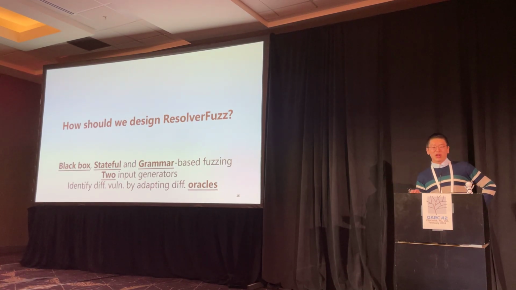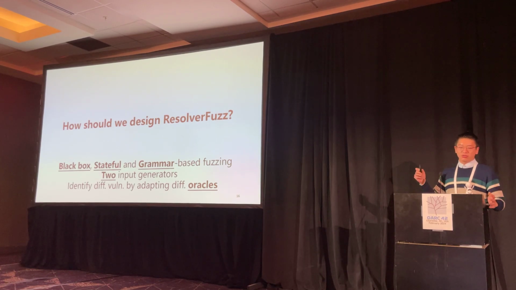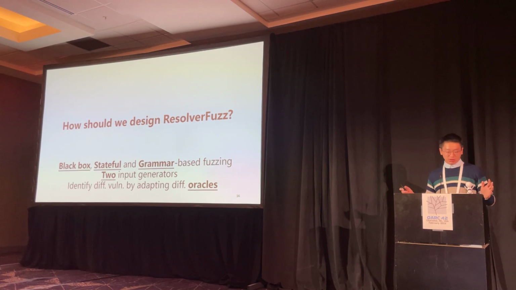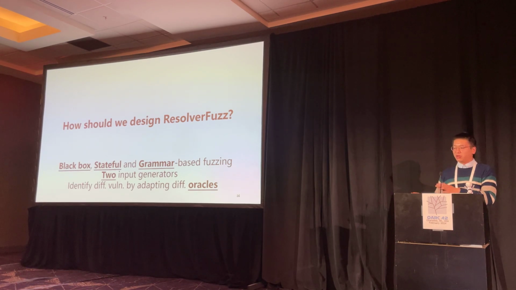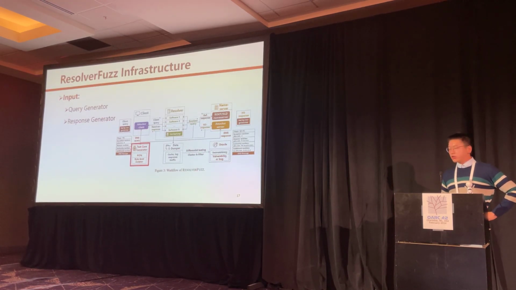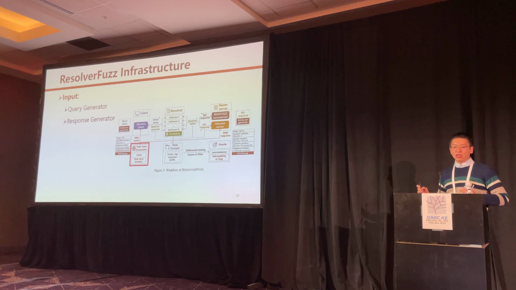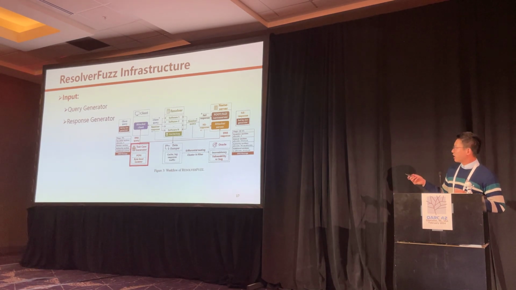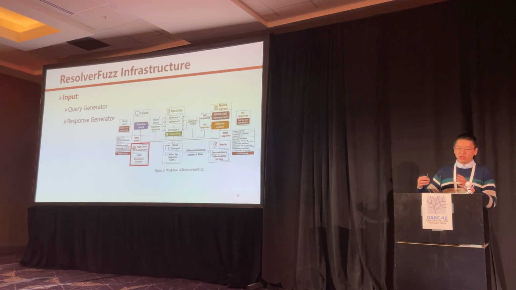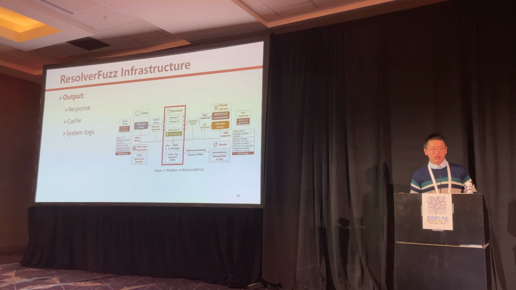So here we design our ResolverFuzz. It is a black box, stateful, and grammar-based fuzzing tool. We use 2 inputs, from the query side and the response side, and we grab the outputs and adapt different oracles to identify different vulnerabilities. So here is our architecture. For the input, we have a query and response generator. We generate a pair of query and response, which means the transaction ID and other fields will match with each other so that the resolver will not easily refuse them. The second part is outputs.